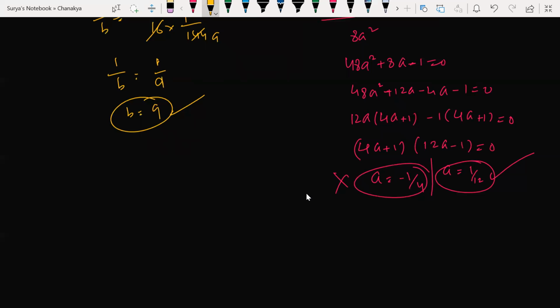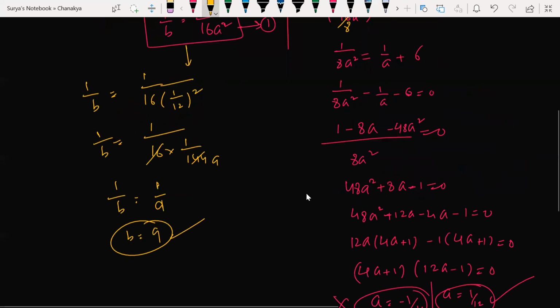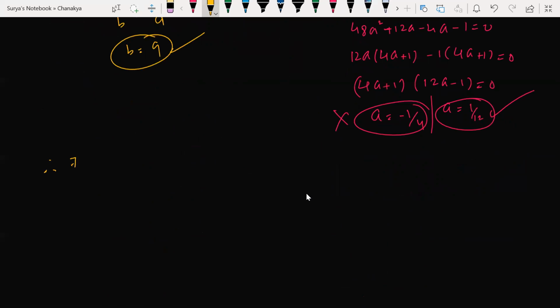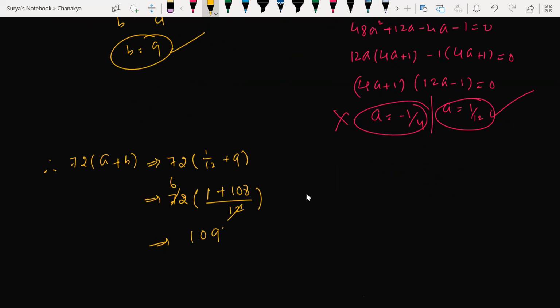Okay. So let's substitute here. So what do we need to find out? Therefore 72 times of A plus B we need, right? 72 times of A plus B we need. Substitute here 72 into A. A is what? 1 by 12 plus B is what? 9. So 72 times of 1 by 12 plus 9, 12 nines 108, divided by 12, 12 ones 12, 6, 109 times of 6.